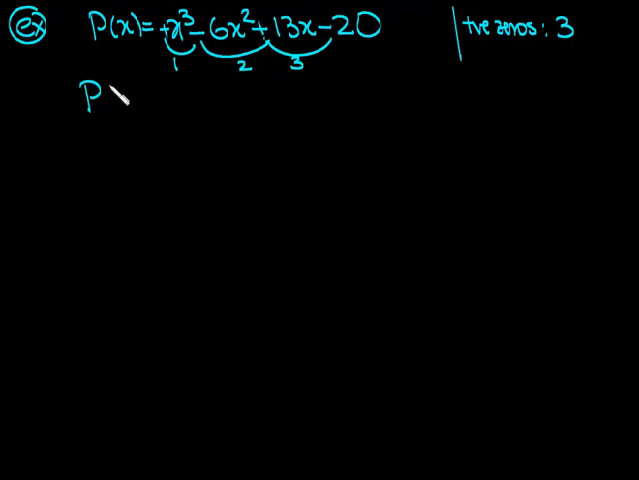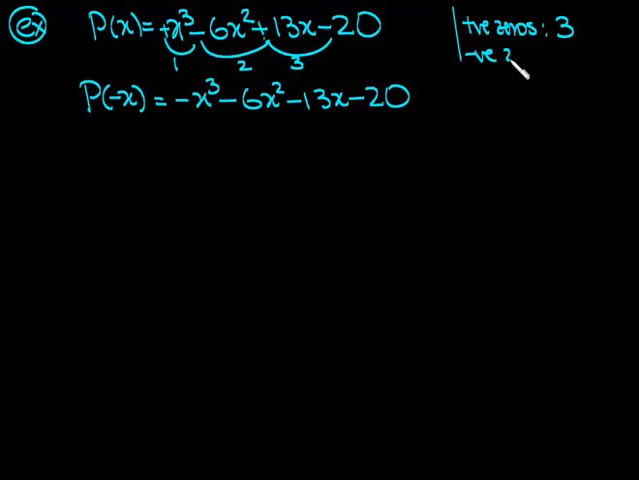Now to figure out the negative sign changes, you replace x with minus x, so you get negative x cubed minus 6x squared minus 13x minus 20. So how many sign changes do I have now? 0. So the number of negative zeros is going to be 0 because I have no sign changes here. So that tells me that I have no negative zeros in this problem. So that's a nice thing to know. So let's find our choices.